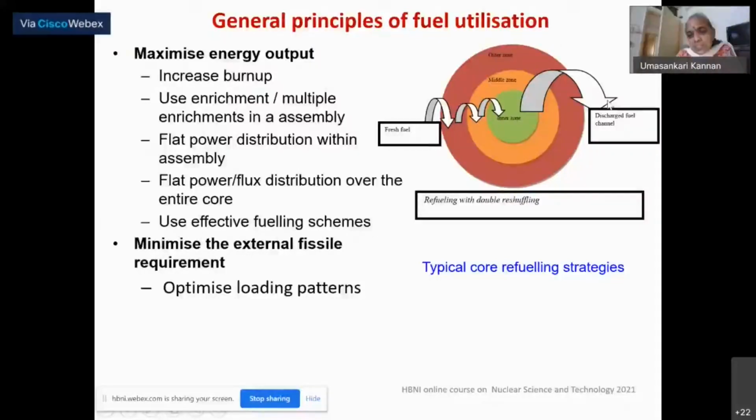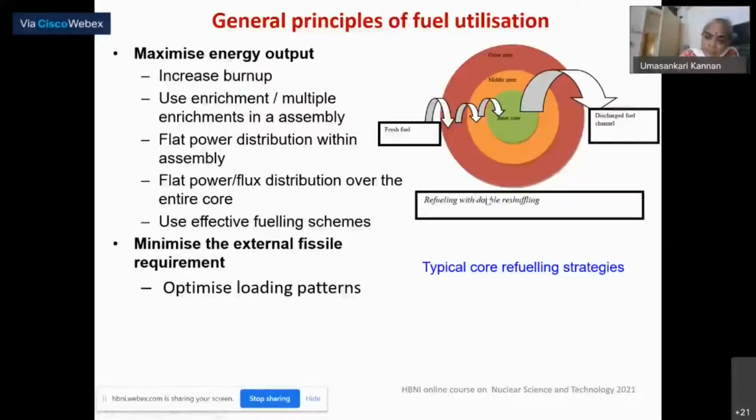Here I have just given a schematic where the inner core is going to have a maximum discharge burnup because the flux distribution is going to be like this. So that will be coming out first. And from the middle region, you can refuel the inner, so you can call it reshuffling. And from this third, outermost region, you can go to the middle region. So these two reshufflings are happening. Fresh fuel will be put in the outermost zone. So this is one type of refueling.